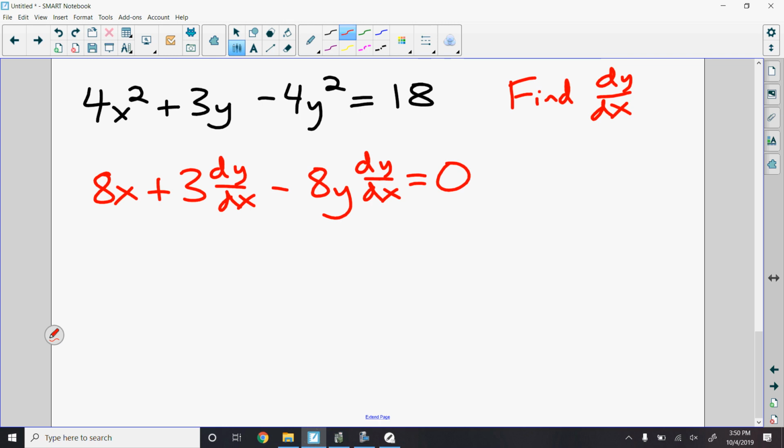Now my goal here, again, is to get dy dx by itself. But the problem you may see is, hold on, we got two dy dx's showing up here. Well, that's okay. We can easily deal with that. The first thing I'm going to do is keep the dy dx's on the same side of the equal sign. Now I can do that by moving the 8x to the other side, or I can move both the 3 dy dx and the minus 8y dy dx to the other side. I'm going to keep the 3 dy dx and the minus 8y dy dx on the left side, and I'm going to subtract that 8x over.